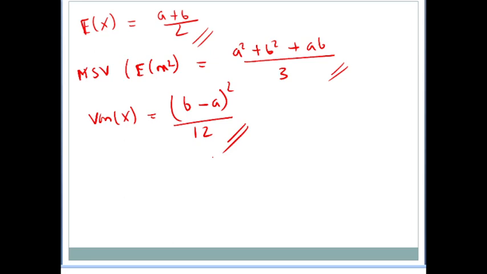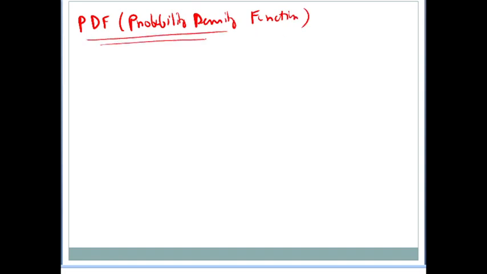Now let's discuss PDF. PDF can be of different shapes. Now let's discuss PDF, which is the probability density function. What will happen in case of the probability density function?